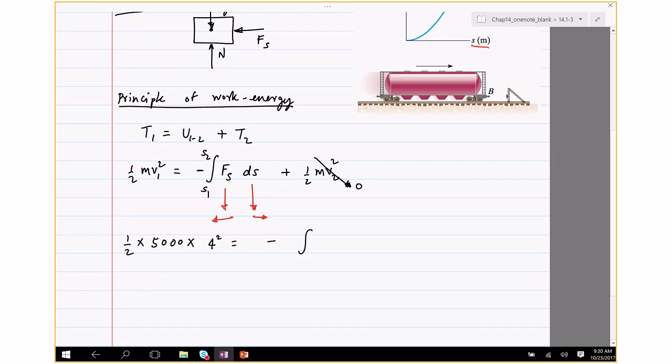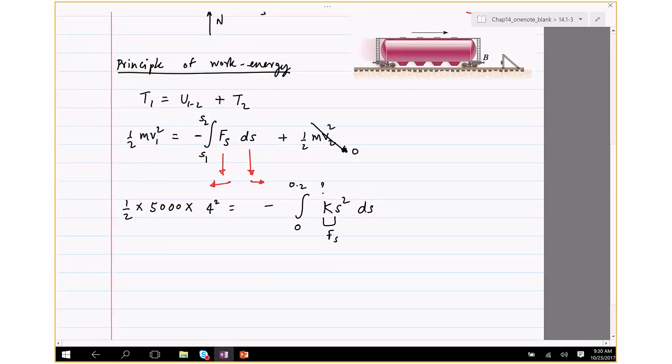At the time it makes contact, the displacement of the spring is 0. It eventually stretches to 0.2. So it goes from 0 to 0.2. Fs is the spring force. It's k times s square, and then this is ds. So k is an unknown. If I integrate this, I get ks cubed divided by 3. Then 0.2 is the upper limit and 0 is the lower limit.